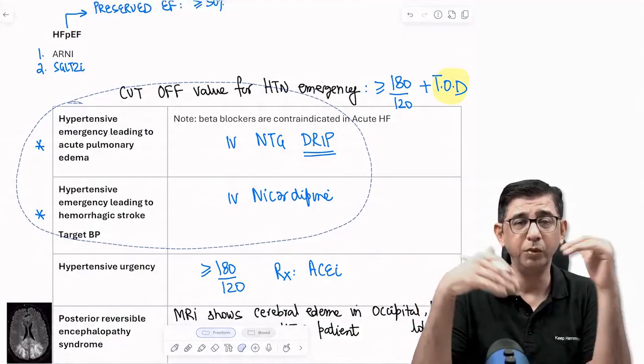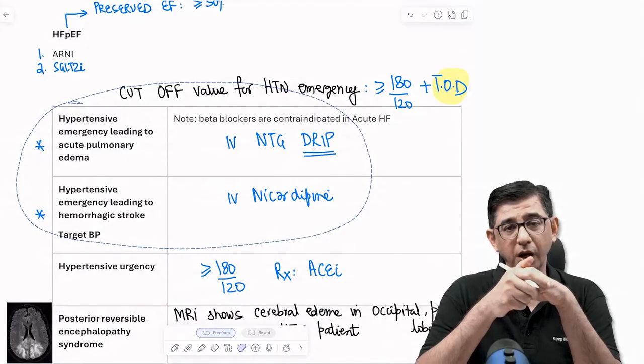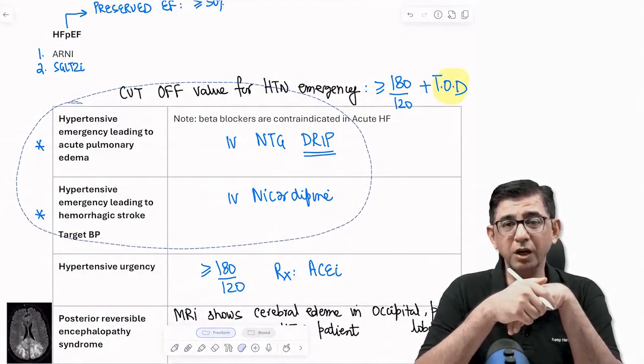करना क्या है उस टाइम पे acute pulmonary edema में क्या करना है? IV nitroglycerin drip चालू करना है. And if it's gonna be a brain hemorrhage in a patient, it is IV nicardipine.